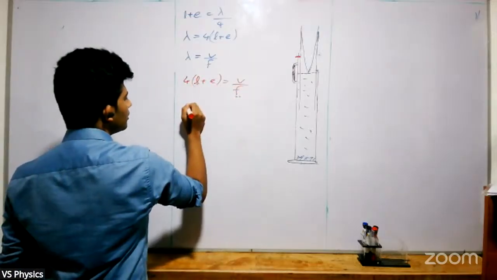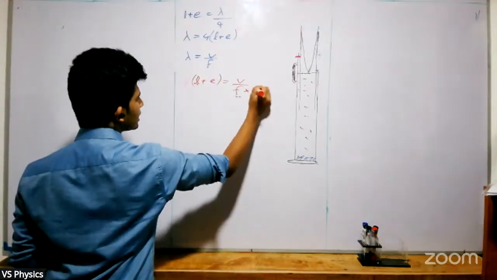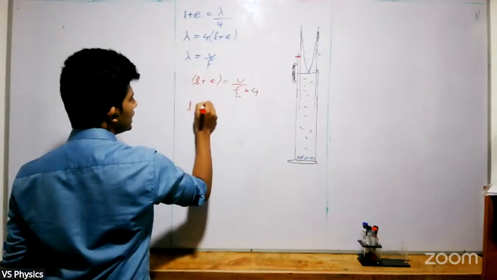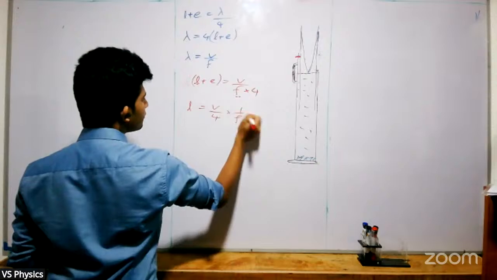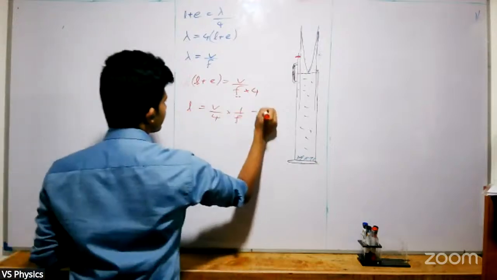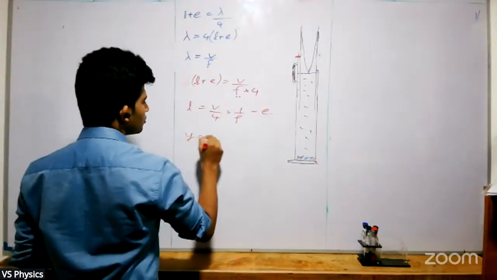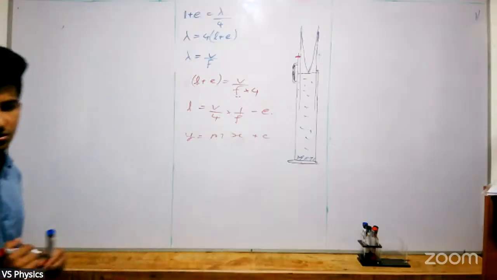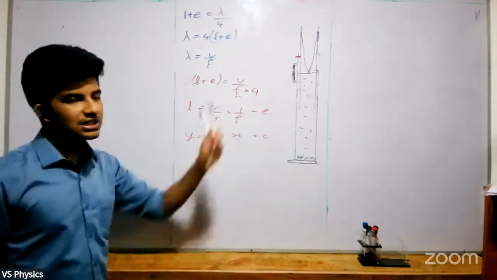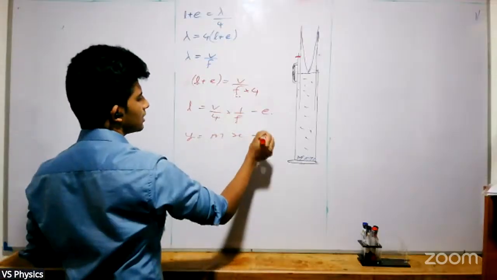So we write it, the 4 can be taken to the other side, cross multiply. Then we have L equals V over 4 times 1 over F minus E. Now using this, we can draw a y equals mx plus c graph. Actually it's not plus c, it's minus c. It's a minus c graph. No problem?